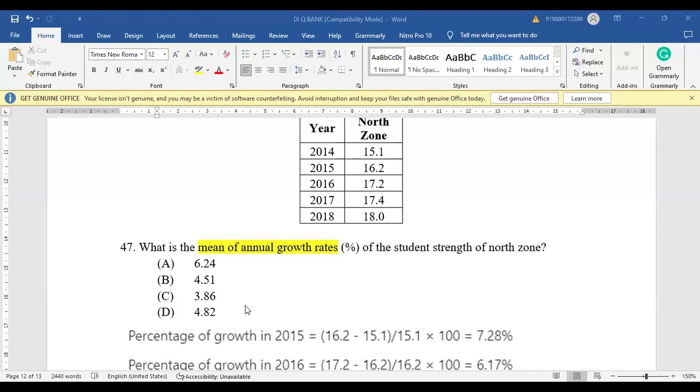Okay. I can open the mic. Percentage increase, decrease formula. Current year value minus previous year value divided by previous year value into 100. Perfect. Yeah. Current year value minus previous year value divided by previous year value into 100. Correct? Good.